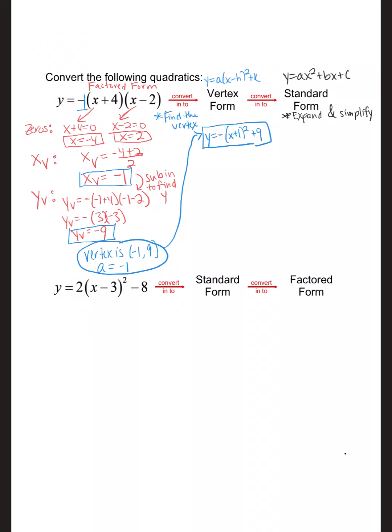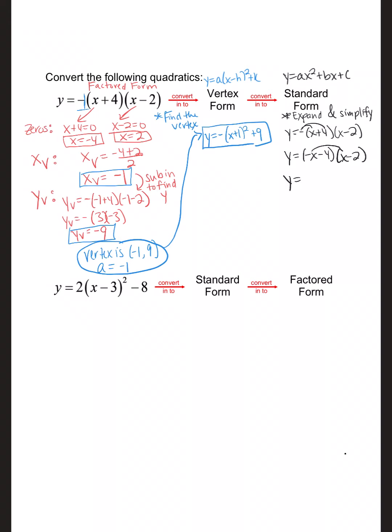So we can either expand and simplify our factored form or our vertex form. We'll just start with our factored form because we're sure that that one is correct. So our factored form was x plus 4 times x minus 2. So I'm going to start by distributing this negative in so I can get rid of that. Okay, so we'll end up with y equals negative x minus 4 times x minus 2. Then from there I'm going to FOIL.